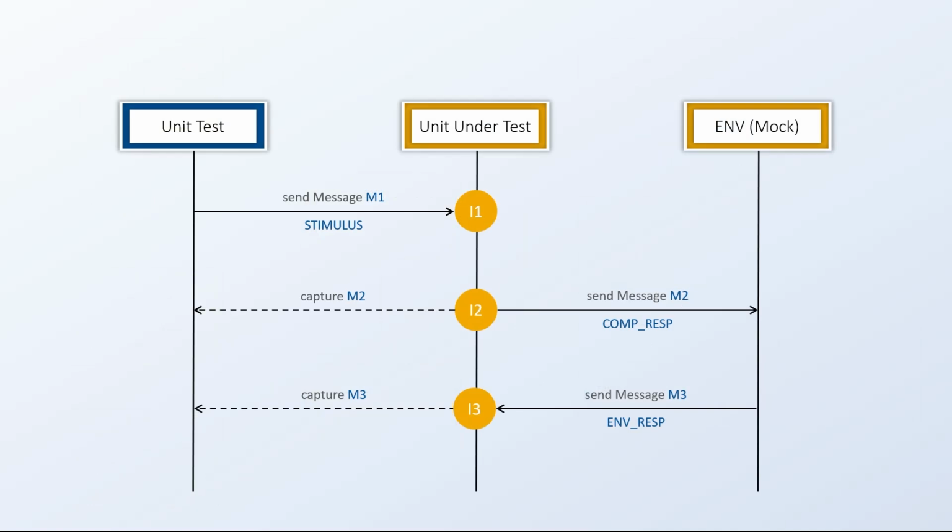So let's take a look at a concrete unit test. In this case, the unit under test receives a stimulus message on the first interface. Due to this stimulus, the component reacts with a component response on the second interface that is sent to the environment mock. This environment mock responds with another environment response message on the third interface as a reaction to that component response. All these messages are captured and stored in the model that I showed before.